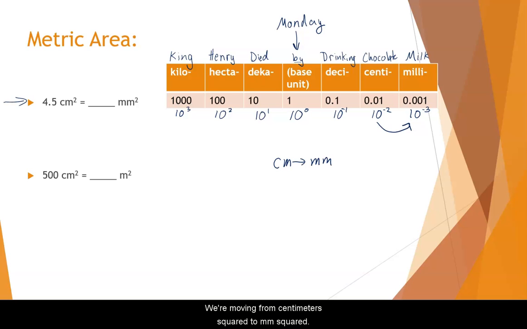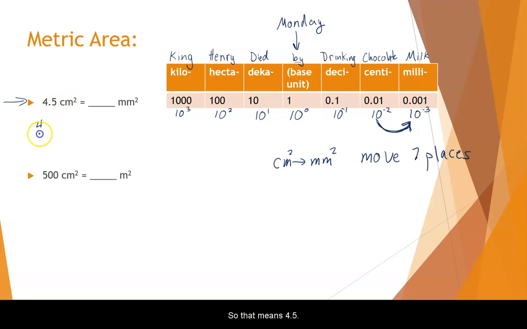We're moving from centimeters squared to millimeters squared. We can think of this almost as moving a centimeter to a millimeter at a time and just doing it twice. So our normal one hop gets doubled and we move two places. So that means 4.5 square centimeters becomes 4.5 with 2 decimal hops, which is 450 square millimeters.